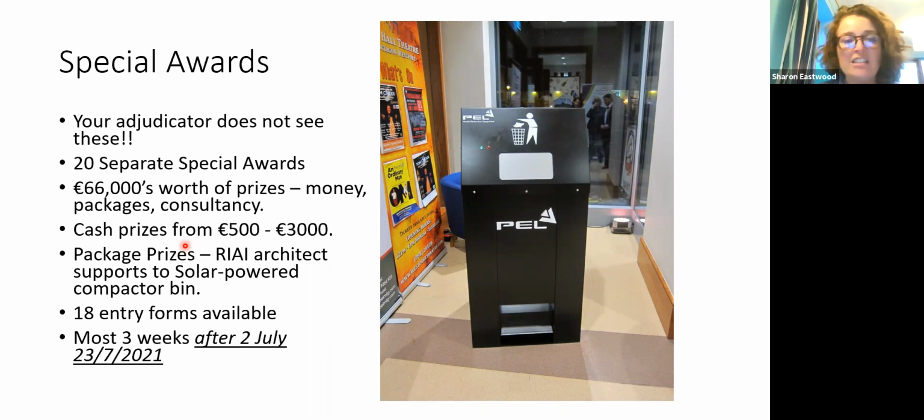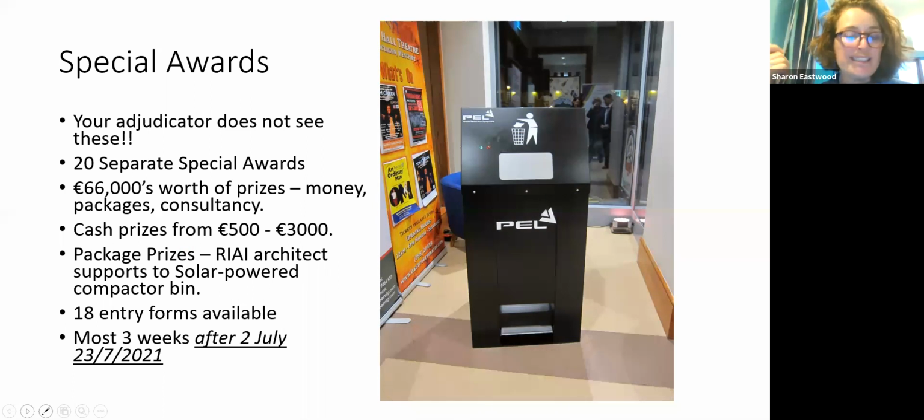There are 66,000 euros worth of prizes for these special awards. And if you think to get a medal, you get 1,000 euros. Well, this is a really good, quick way of getting cash for your community. There are cash prizes, the smallest being 500. The largest cash prize is 3,000 in your pocket. And there are different packages. For example, there are 3 different packages where you might get a registered architect to come and do a plan or proposal for your community. There's also one of these solar powered compactor bins. They're worth 7,000 and they've come up this year for the first time.